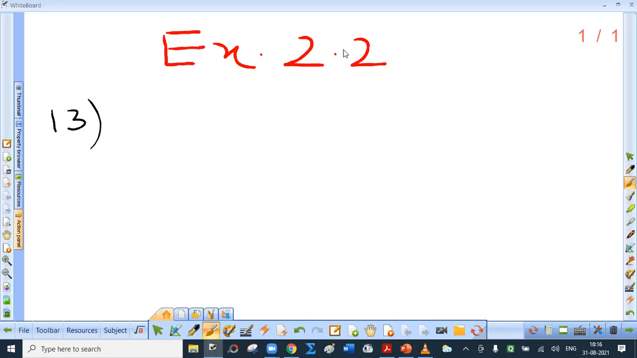We have the amount after n years. I hope you remember the formula. The amount after n years equals, yes, what is that formula? P into (1 plus R upon 100) raised to n.